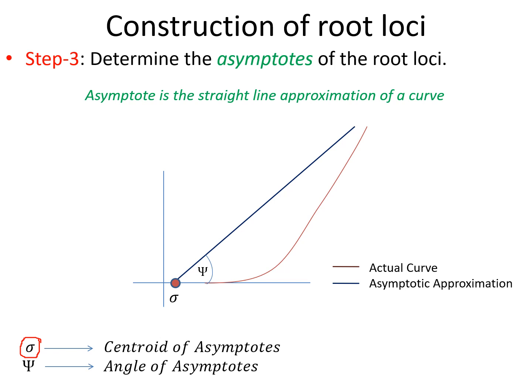Here sigma is called your centroid, this is your centroid point, and psi is called your angle of asymptote. In different books different notations are used, so you do not have to worry, the formula remains the same, and this is called your asymptotes. This is your actual root locus curve, and the asymptotes are indicated here in blue color, which is taken as your approximate reference line for construction of the root locus.